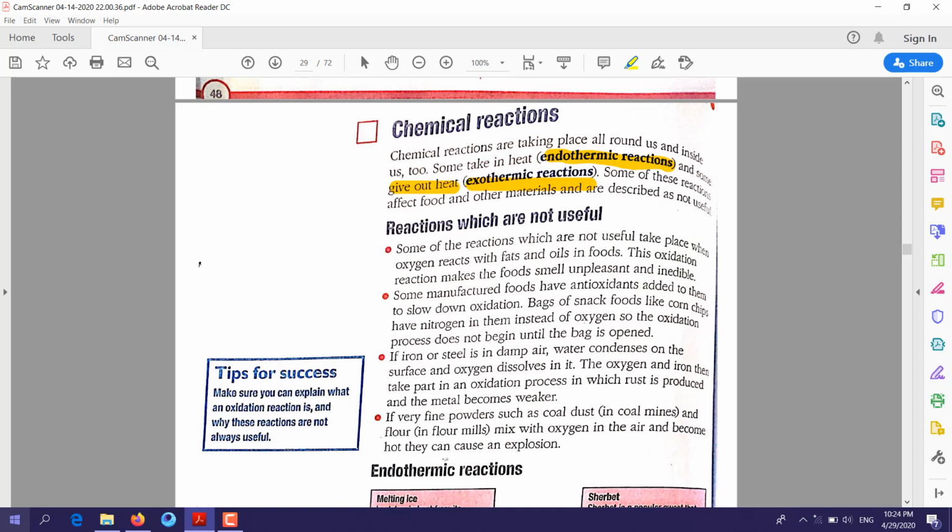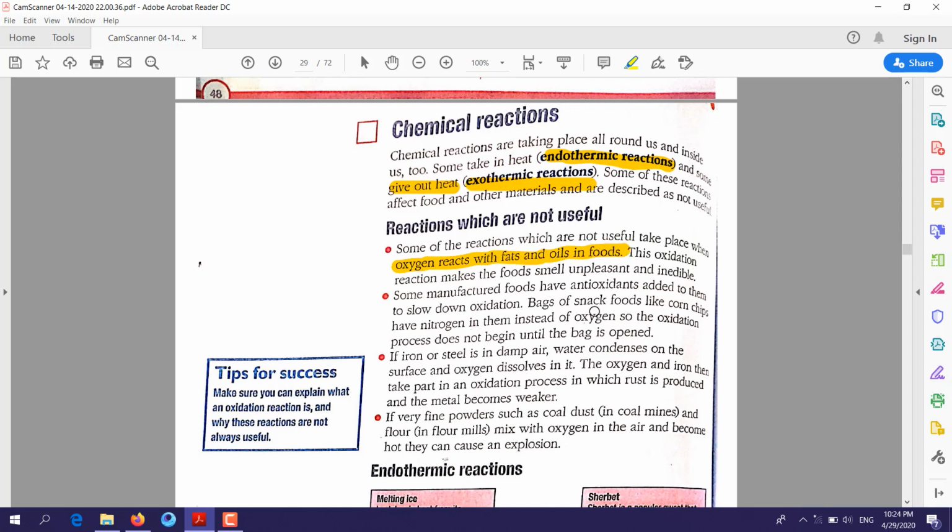Although most of the chemical reactions are useful for our bodies, still not all chemical reactions are useful. Some of them are not useful. Let's take some examples of reactions which are not useful. First example, some of the reactions which are not useful take place when oxygen reacts with fat and oil in the food.